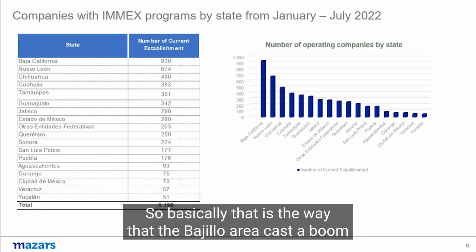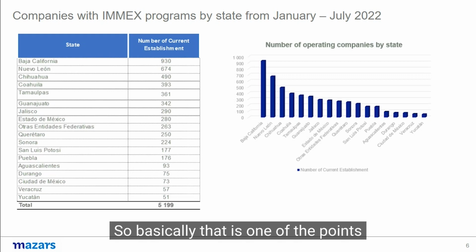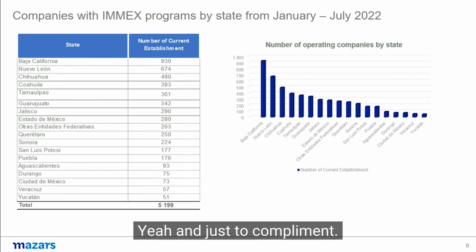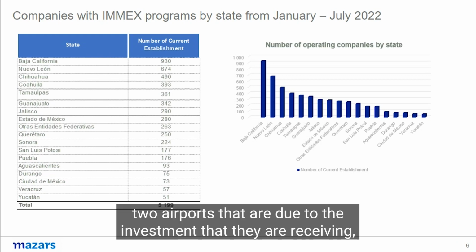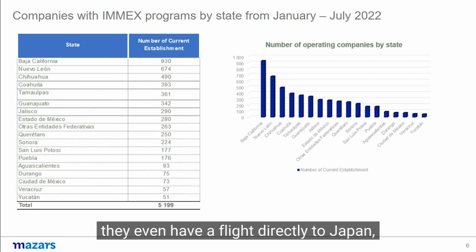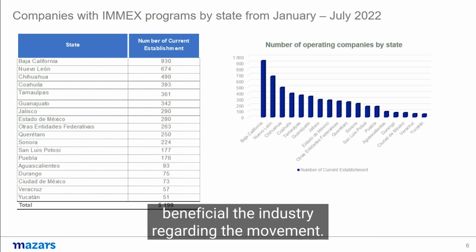So basically, that is the way the Bajío area has had a boom in the last years and is going to keep growing in the following years. That is one of the points why the Bajío area is very popular now in Mexico. Yeah, and just to complement Omar, there are 2 airports located in Bajío that, due to the investment they are receiving, are very well connected with the U.S. Actually, they even have a flight directly to Japan, as far as I remember, because of the industry they have. So that has also benefited the industry regarding movement.